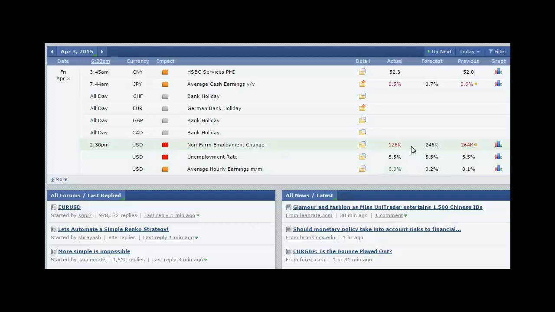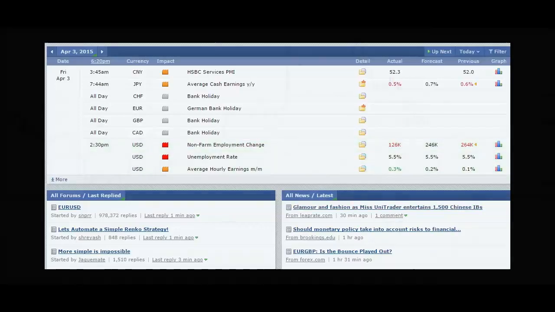So we look there, and it wasn't very good. It was approximately 50% of the amount that they were expecting. They were expecting 246,000 new jobs in America, and they only got 126,000. Now, that's not necessarily a bad thing, because obviously new jobs were created, but it's not as good as was expected. So did that have an impact on the US dollar value? Well, you bet your bottom dollar it did. So let's go and have a look at the charts.